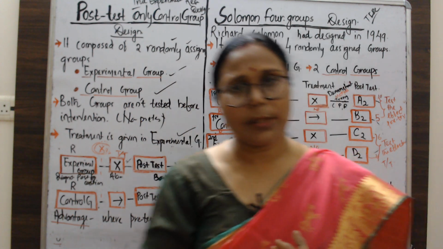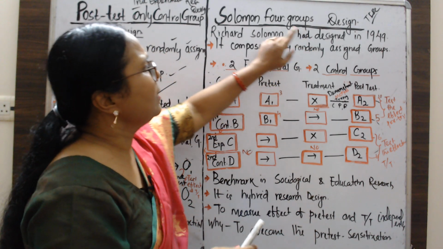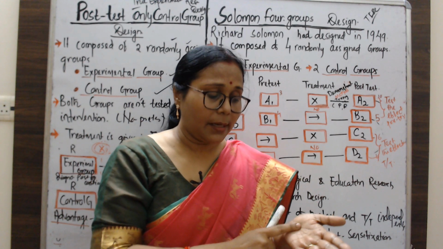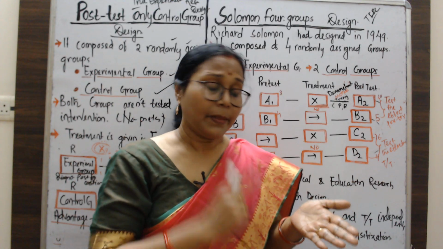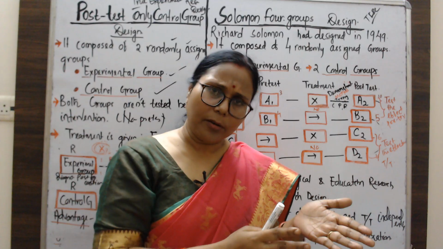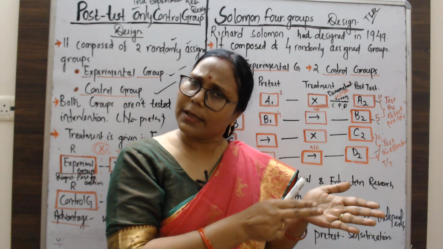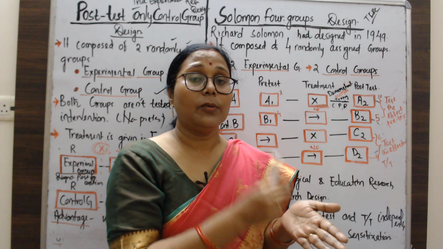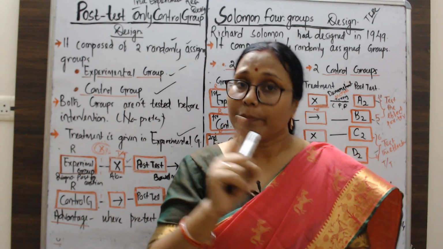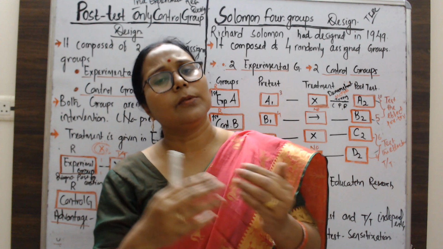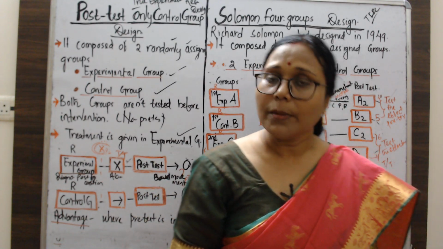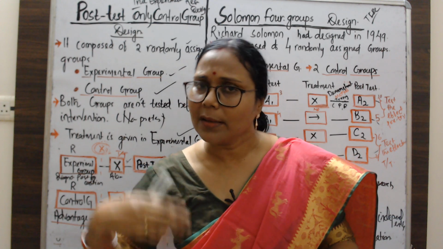Okay, let's move to the Solomon 4 group design. Before going to the Solomon 4 group design, we have to recall the pre-test, post-test, control group design. In the pre-test, post-test, control group design, there are also the same two groups, the experimental group and the control group. In the experimental group, we provide the pre-test, which is missing in the post-test only design. Then in the experimental group we provide the intervention, then take the post-test. But in the control group, only the pre-test, no intervention, then the post-test.